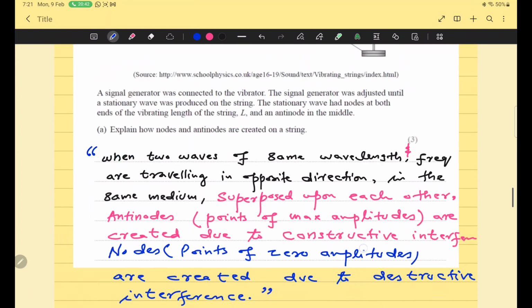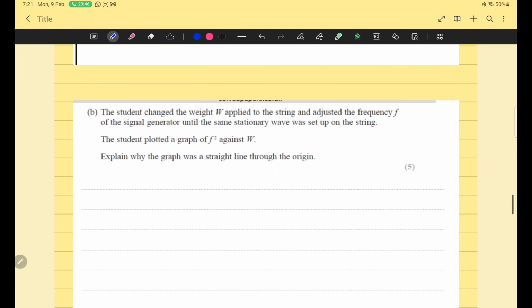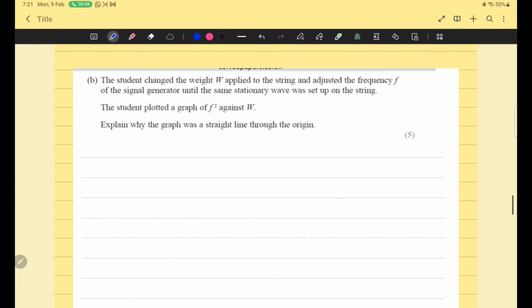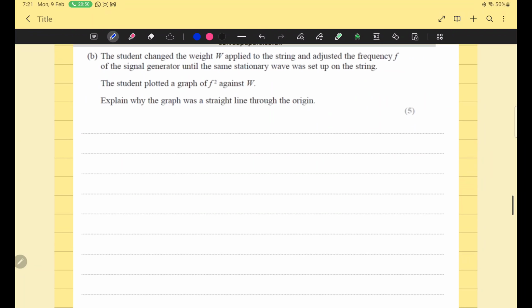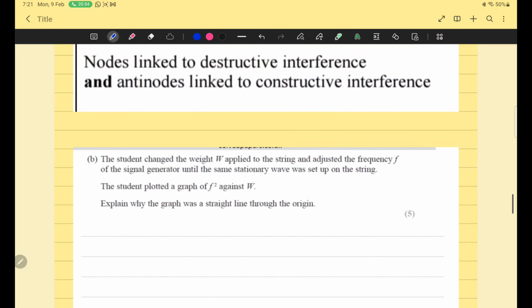Now this question is completed, how standing waves are produced, and now we have a mathematical question. Sorry, it is not a mathematical question, it is again a descriptive question. Sir, what is the question?